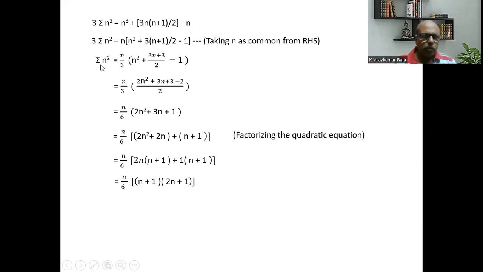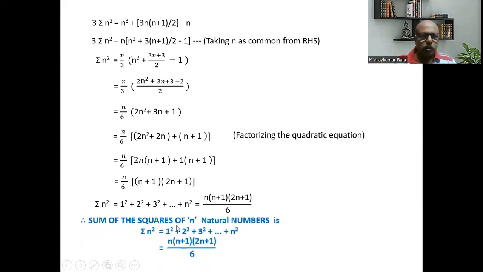What is this? This is the sum of n squares. That means sum of the squares of n natural numbers. So summation of n square, that is 1 square plus 2 square plus 3 square and so on up to n square, is n into n plus 1 into 2n plus 1 upon 6. This is the sum of the squares of n natural numbers given by the formula n into n plus 1 into 2n plus 1 divided by 6.